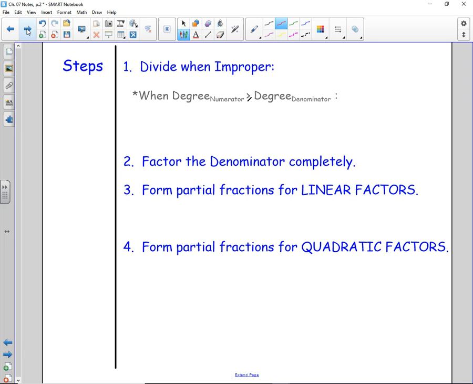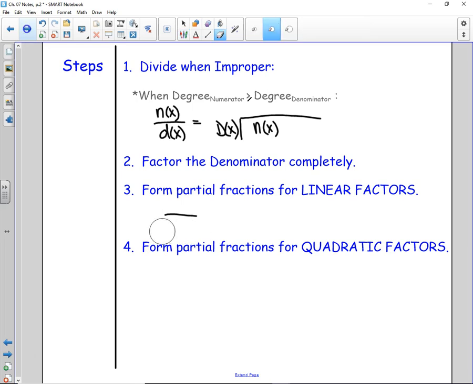Divide when improper. When the degree at the top is higher than the degree at the bottom, when you have a numerator over a denominator, if the top wins, you're going to do long division first. But if the top doesn't, then forget that step altogether and go to step 2. Step 2 says factor the denominator all the way. Step 3 says form partial fractions. And there are linear factors and quadratic factors. Linear factors are simple like x plus c or x minus c. Maybe that's the way that you guys are more used to.